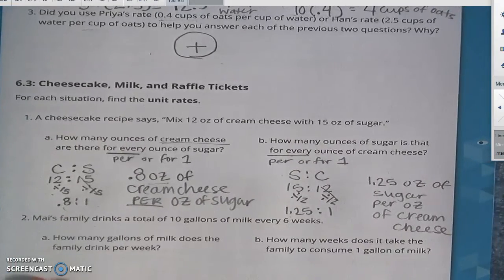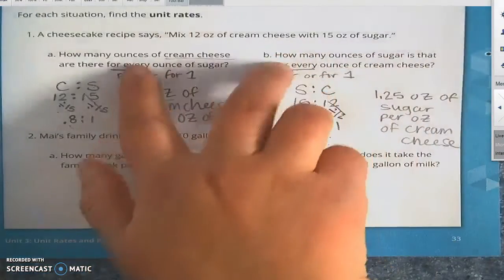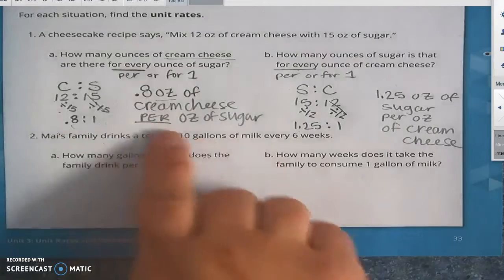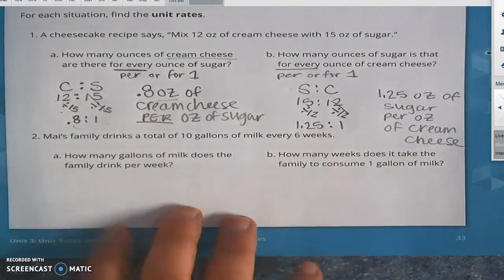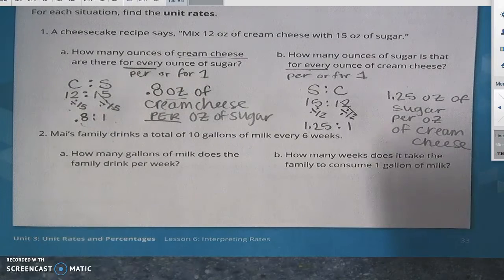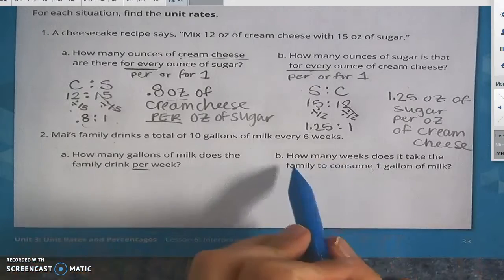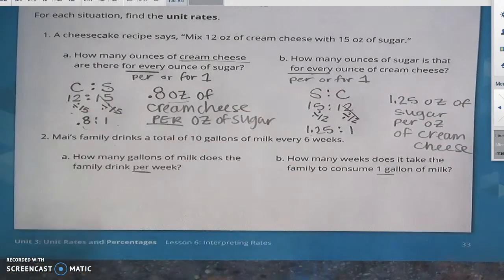Okay, so if this part didn't go so well, then make sure you copy my work down so that this part can go a little bit better, okay? So I'm going to have you do number 2 now with your talking partner. Mai's family drinks a total of 10 gallons of milk for every 6 weeks. So how many gallons of milk does the family drink per week? And how many weeks does it take the family to consume 1 gallon of milk? So pause me for a moment, solve that with your partner.